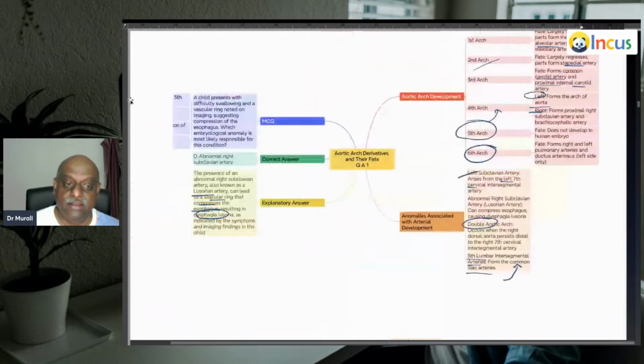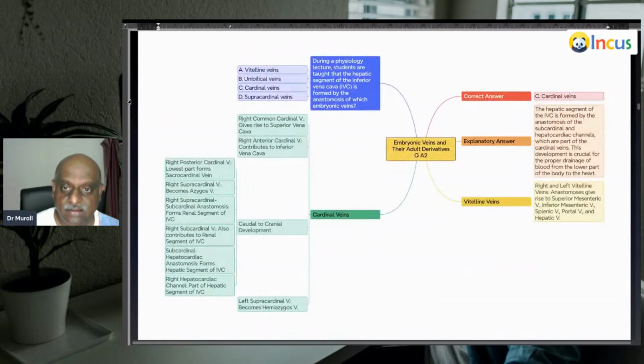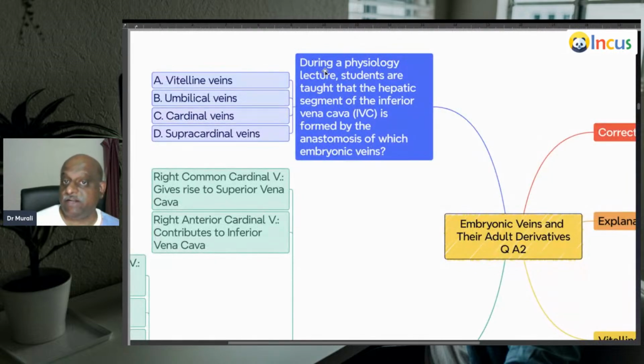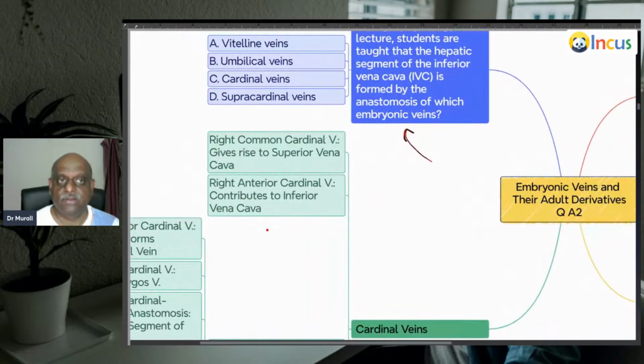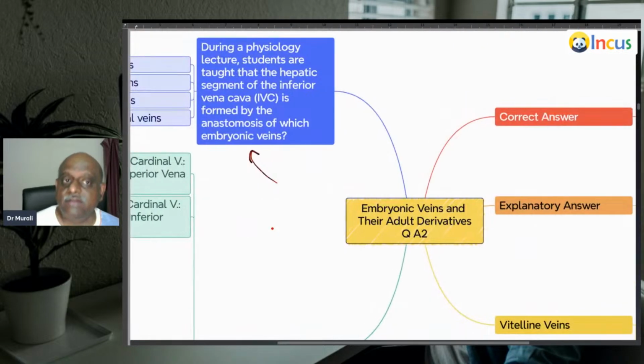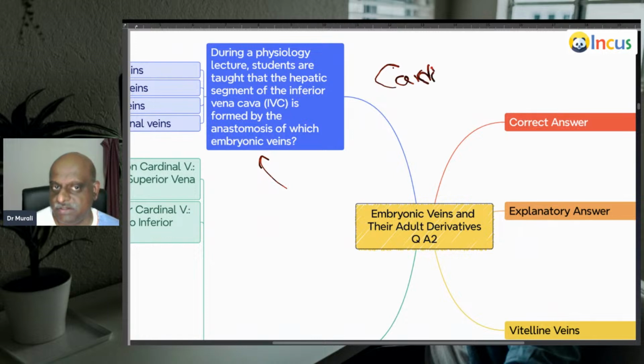Now, the next question. In a physiology lecture, students were taught that the hepatic segment of the inferior vena cava is formed by the anastomosis of which embryonic veins? You should know this very well. It is the cardinal veins fusion that forms the hepatic segment of the inferior vena cava.